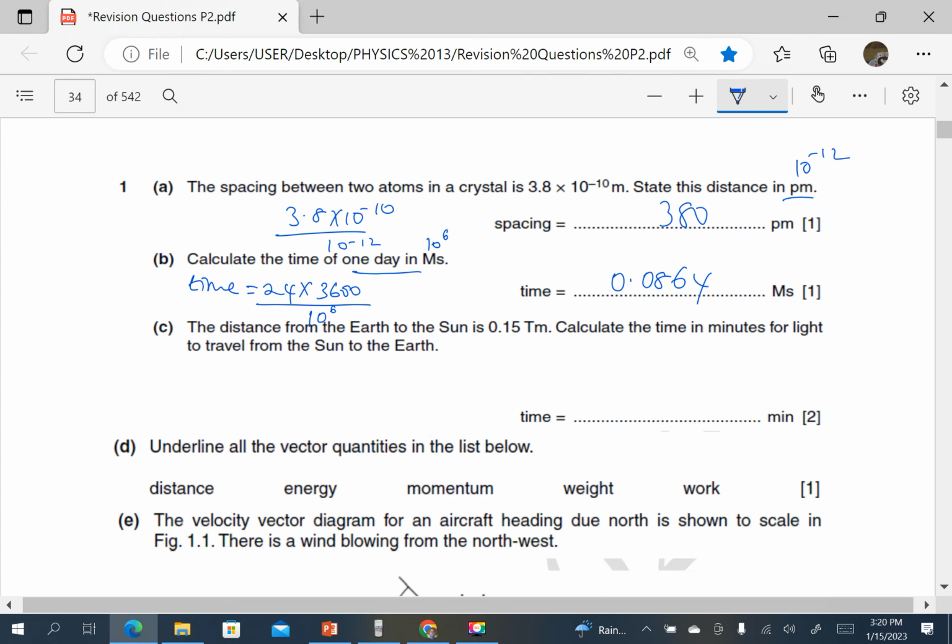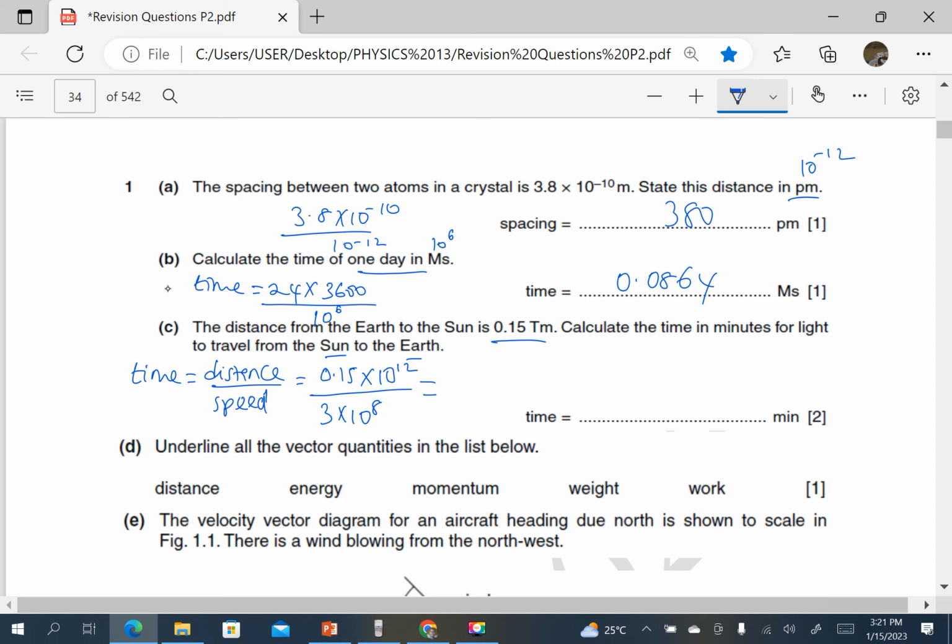0.0864. The distance from the Earth to the Sun is 0.15 terameters. Calculate the time in minutes for light to travel from the Sun to the Earth. So we want time, and time is equal to distance over speed. So the distance is 0.15 terameters, that is times 10 power 12. Tera is 10 power 12. Divide by speed, because it's light, that will be 3 times 10 power 8, the speed of light.